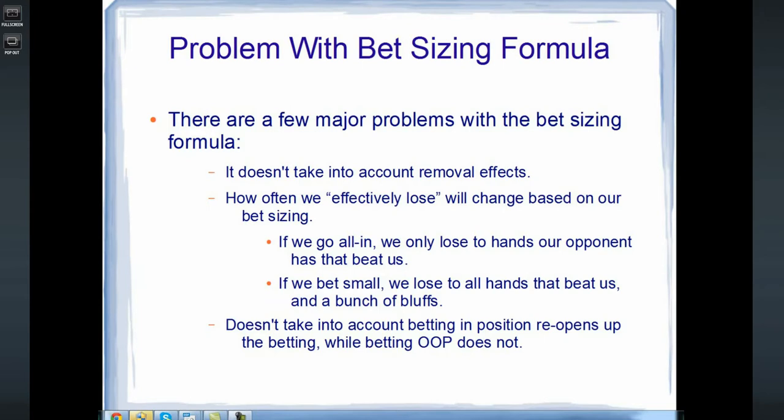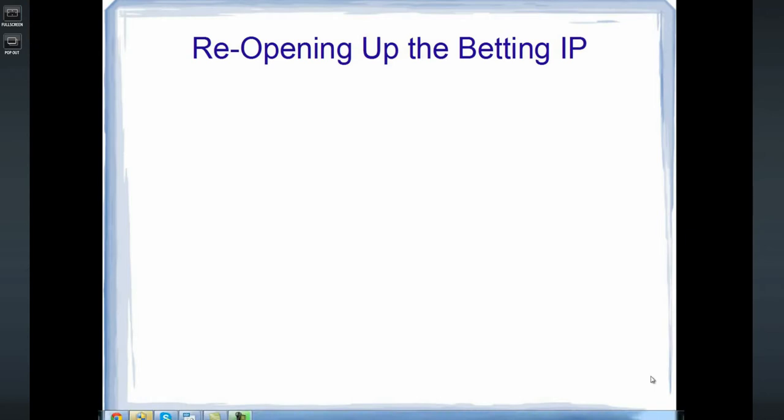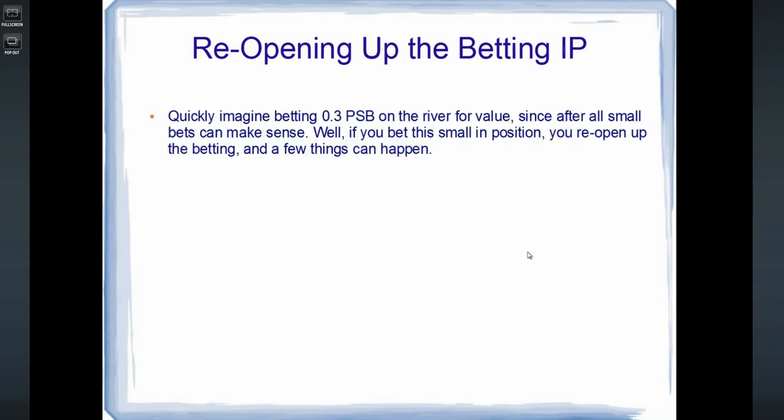This formula doesn't really take that into account, and I'm going to showcase that with an example in just a second. The formula won't tell you whether checking or betting is more profitable in position, because it's not able to take into account that when you check in position, the hand ends, and when you bet, you reopen the betting. So let's showcase that. As you're about to see, betting small and losing to the opponent's check-raise bluff is terrible. Reopening the betting in position.